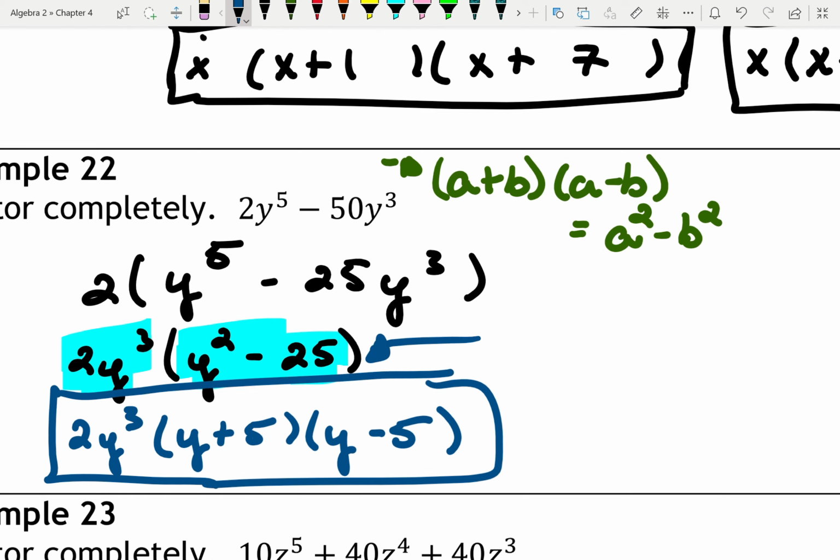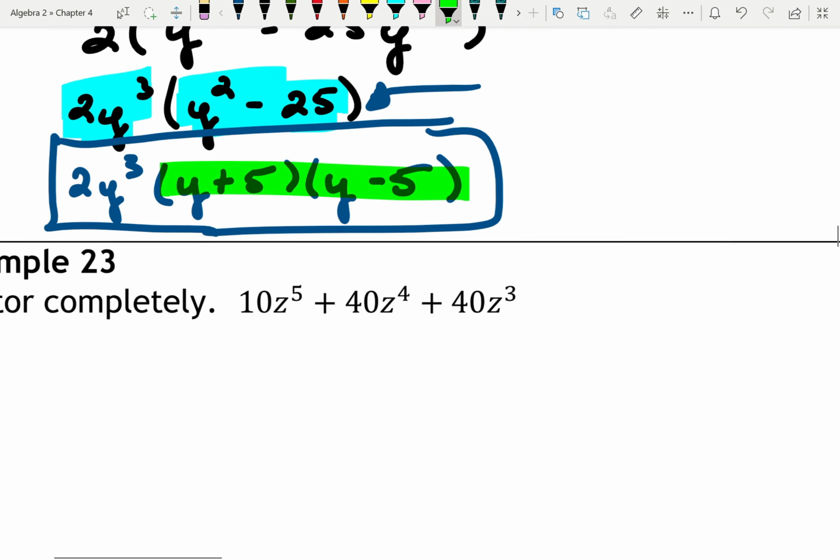The y squared minus 25, the difference of 2 squares there, that's something that people commonly miss. You know, on a test or a quiz, I can almost guarantee that there's going to be at least one problem that has a difference of 2 squares in it. And you're going to have to look at that, and you're going to have to recognize, oh, that's a difference of 2 squares, and then factor it apart like what we did here to break it apart that way. All right, that's 22. Let's look at 23.